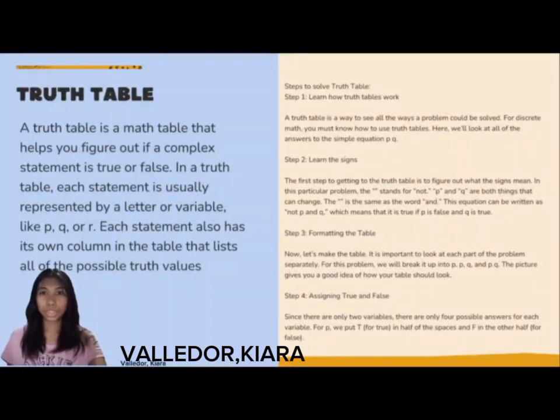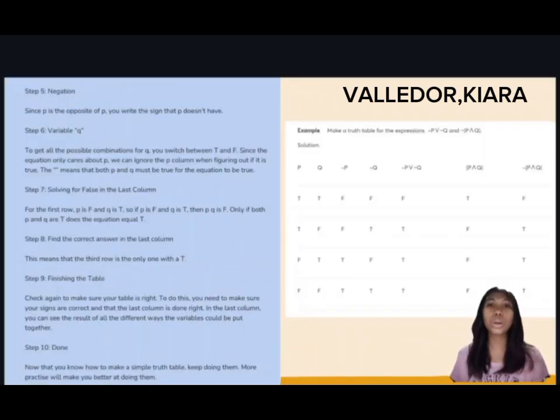What is a truth table? A truth table is a math table that helps you to figure out if a complex statement is true or false. In a truth table, each statement is usually represented by a letter or a variable like P, Q, or R. And each statement also has its own column in the table that lists all of the possible truth values. So we have here the steps on how to solve the truth table, and also we have here examples of it.